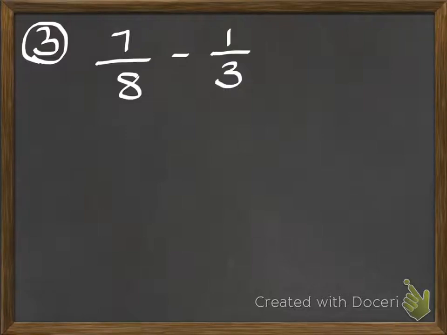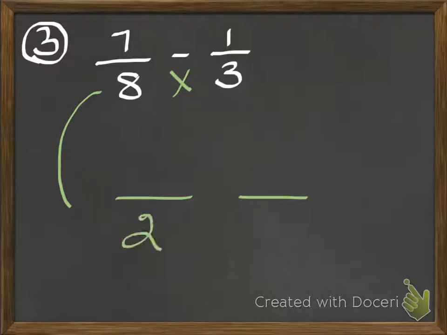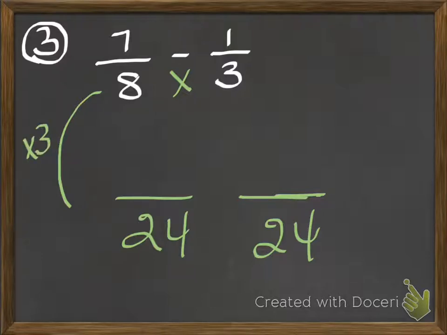Number 3. 7/8 minus 1/3. Okay, I can find the least common multiple, or I can multiply those numbers together to get my new denominator. This time I'm going to just multiply them together. So when I multiply those numbers together, 8 times 3 is 24. So 24 is going to be my new denominator for both of my fractions. To get from 8 to 24, I had to multiply it times 3. So I multiply the numerator by 3 as well. 7 times 3 is 21.